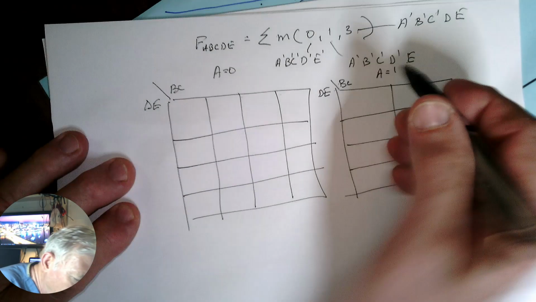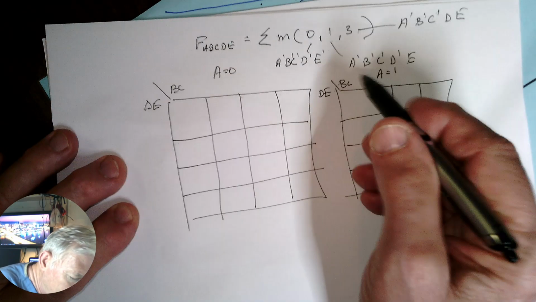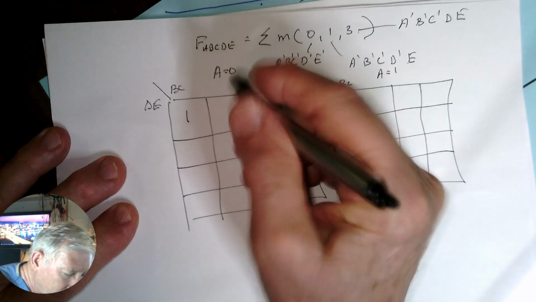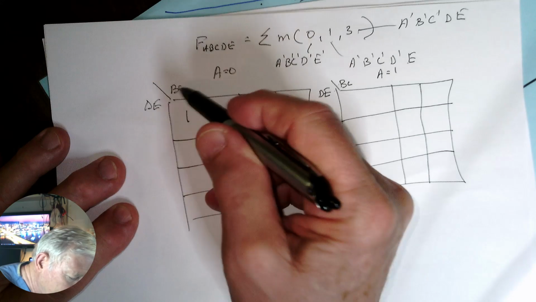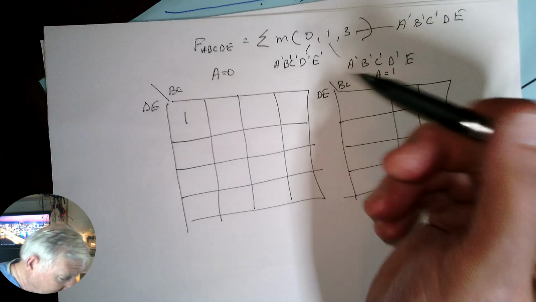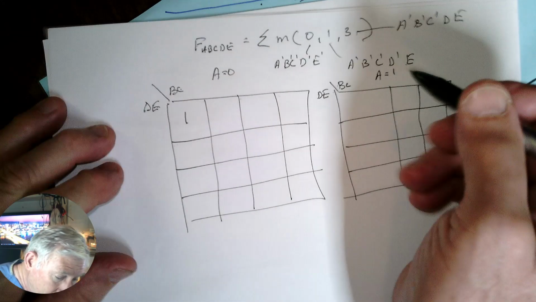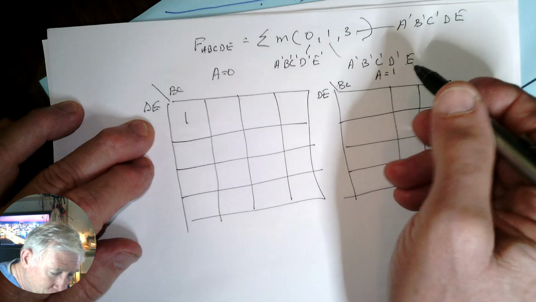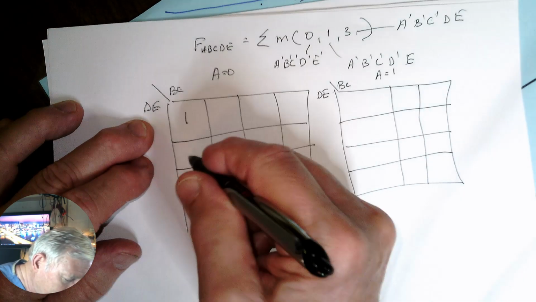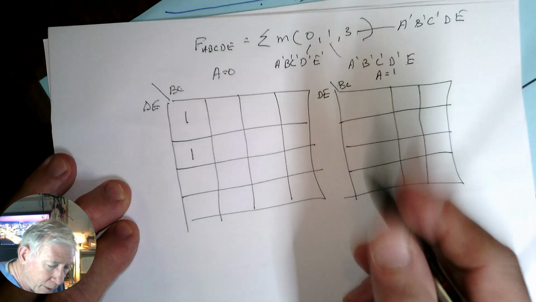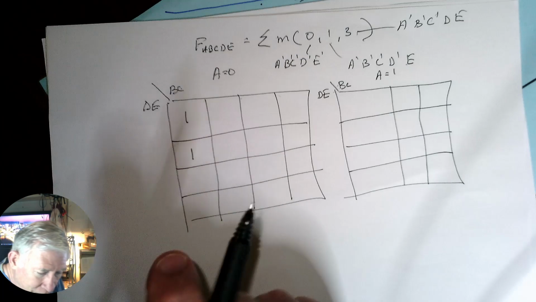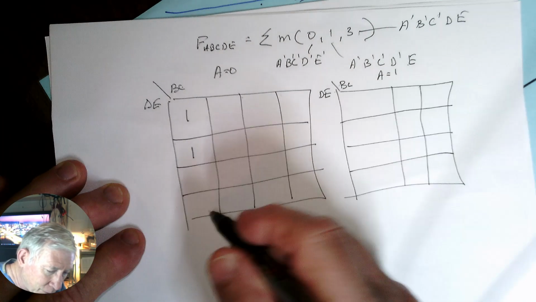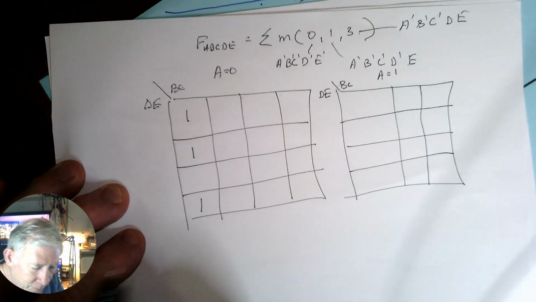Since this is all A equals 0, A prime, this one would be a 1 right here. That would be A prime, B prime, C prime, D prime, E prime. And then A prime, B prime, C prime, D prime, E, which is this one, minterm 1, would just simply be there. And then minterm 3 is going to be down here.